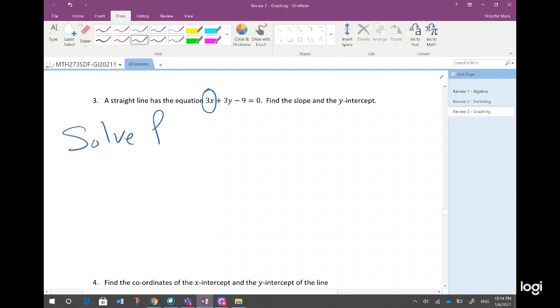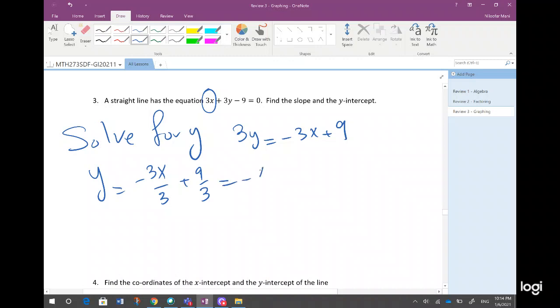So 3y is minus 3x plus 9. So y is minus 3x over 3 plus 9 over 3, which is minus x plus 3. Okay, so what do I have here? This is a slope. A slope is minus 1, and y-intercept is 0 and 3.